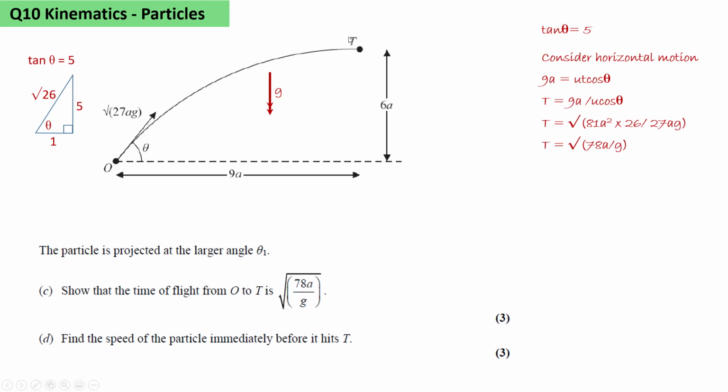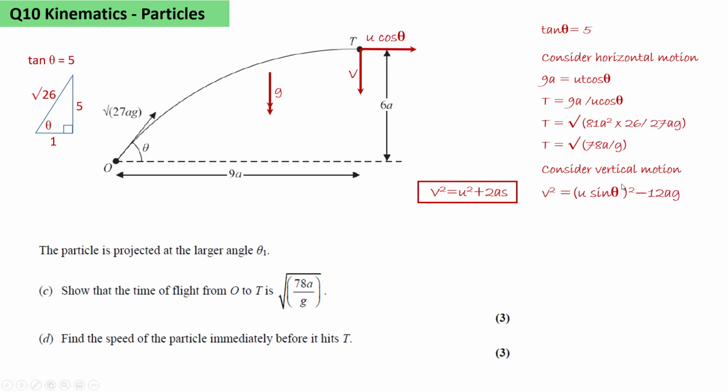Finally, we're asked to find the speed of the particle immediately before it hits the target T. So the horizontal velocity will stay at u cos theta. We write v as the vertical velocity. So considering the vertical motion, using v squared equals u squared plus 2as, we have v squared equals u sine theta all squared, that's the initial velocity all squared, plus 2as. The displacement s is 6a, and the acceleration is minus g. So that gives us minus 12ag.